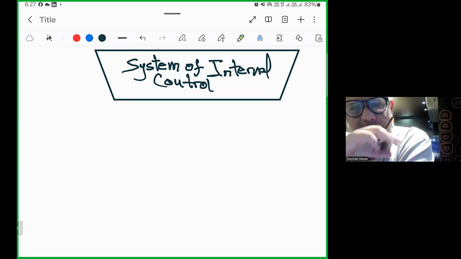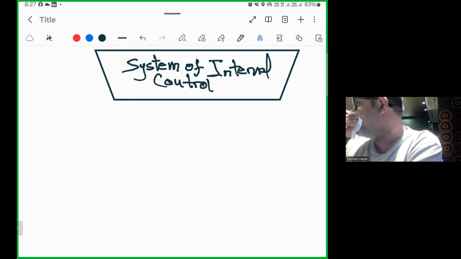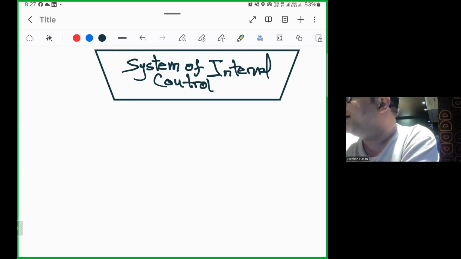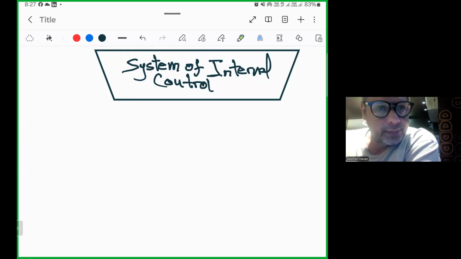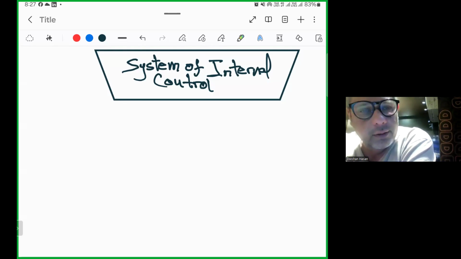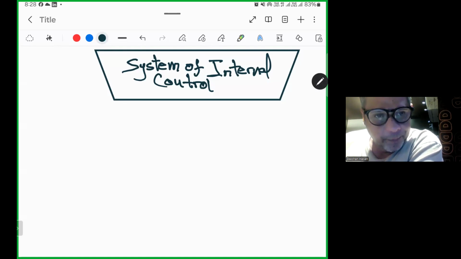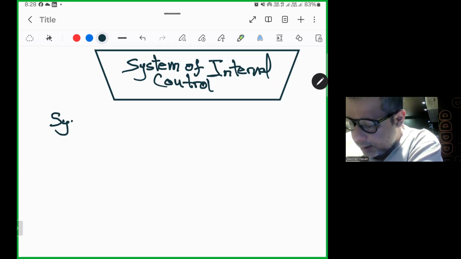Let's start with the new area of audit assurance, that is the system of internal control. Firstly, we have to obtain an understanding of it. So firstly, you need to know the definition of the system of internal control.